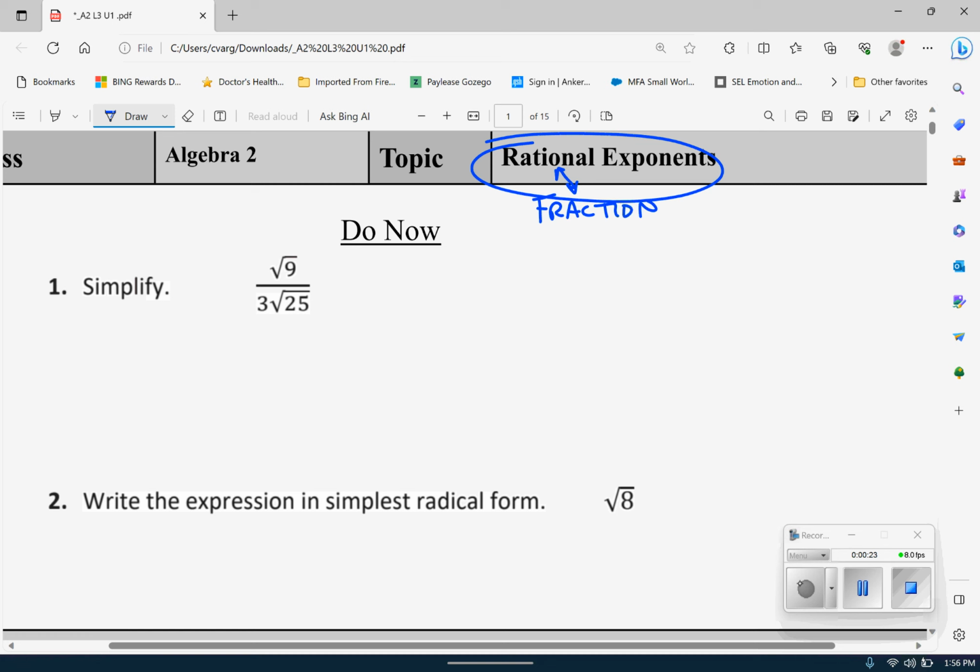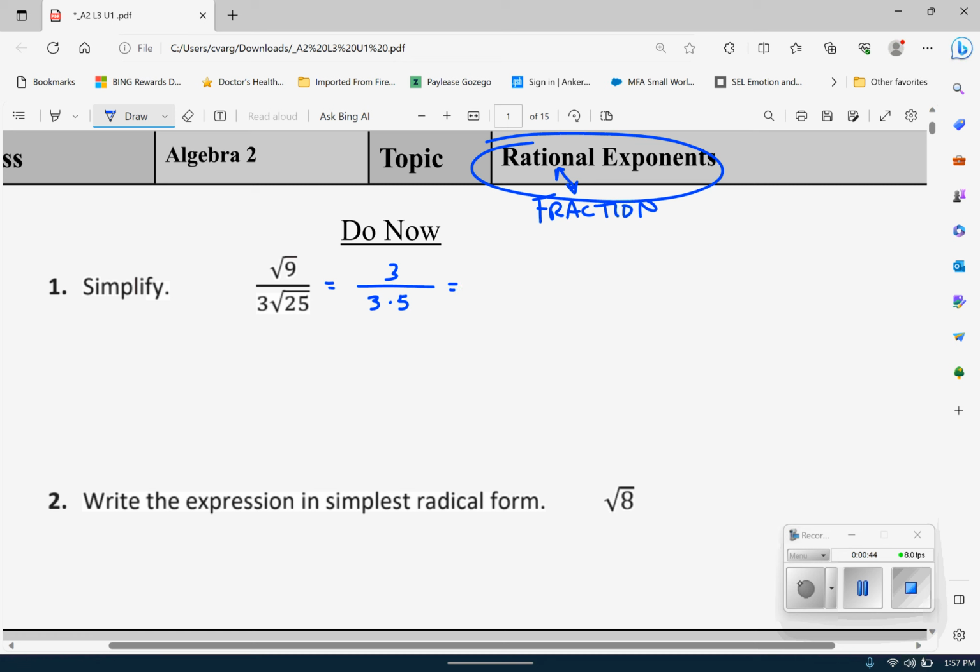So square root of 9, we've been discussing this. We're looking for a number that when you square it or multiply it by itself gives you 9. And that number is 3. And on the bottom we have a 3 times radical 25. And so radical 25 is 5, because 5 times 5 is 25.